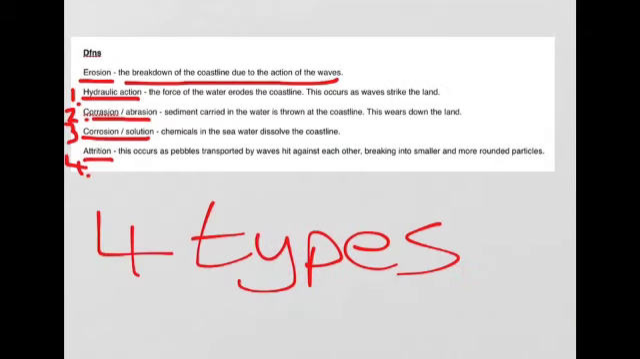So just to summarise, coastal erosion occurs when the breakdown of the coastline due to the action of the waves. It occurs in four types: hydraulic action, corrosion or abrasion, corrosion and solution, and attrition.